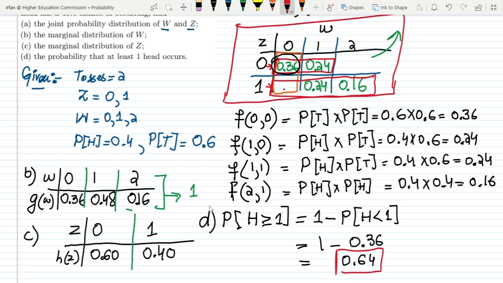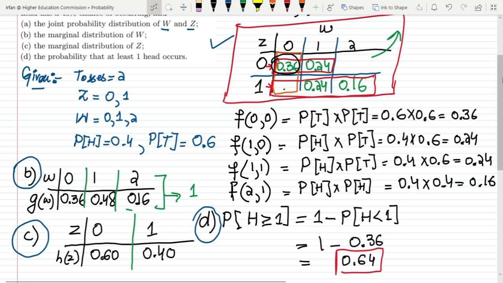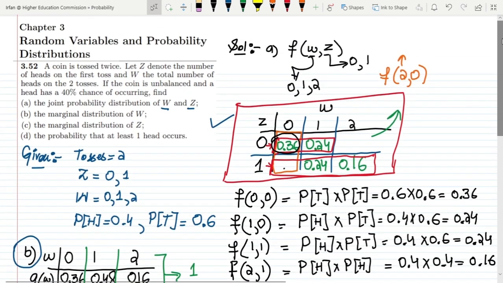So here we can see that we have solved our problem, in which this is part A of our question, this was part B, part C, and this is part D. So you have seen how to find the joint probability distribution from a given statement, and then the marginal distribution, and then conditional probabilities of certain events from that table.